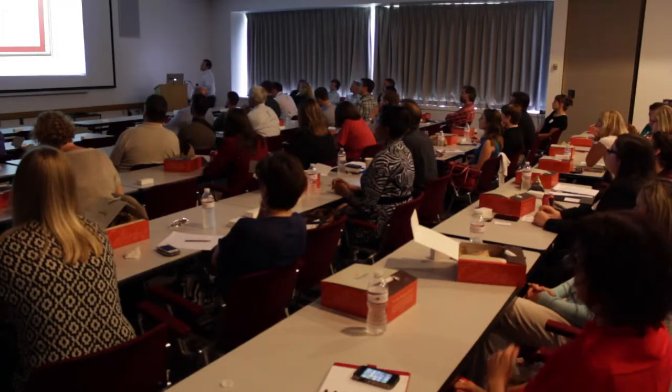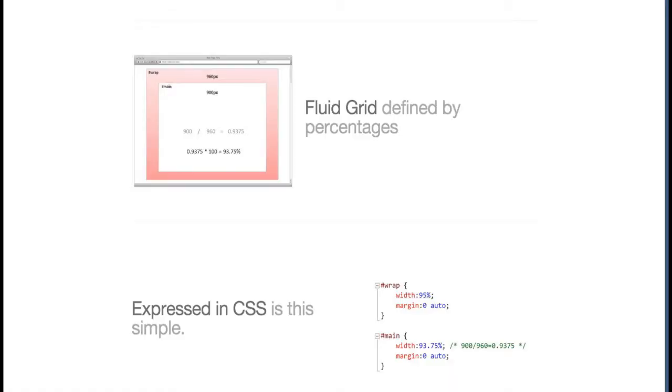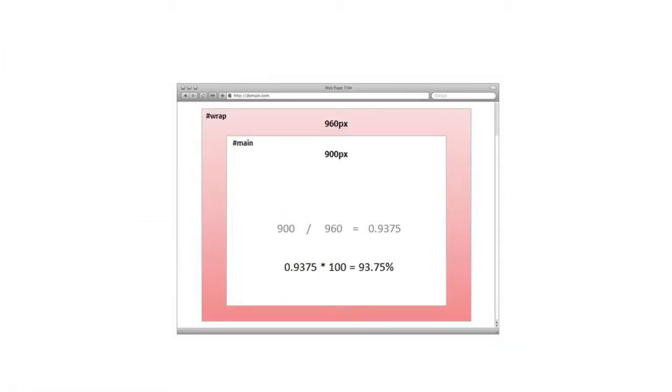The way we make things fluid is to change from pixels to percentages. We will take that layout and, instead of 900 and 960, do some quick math and figure out that this white area in the middle is really 93.75%. It's a percentage rather than an actual static number. And that allows things to be fluid.